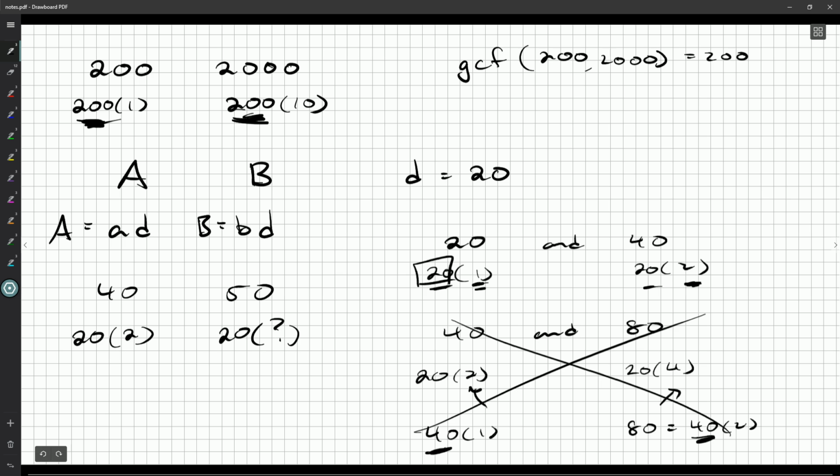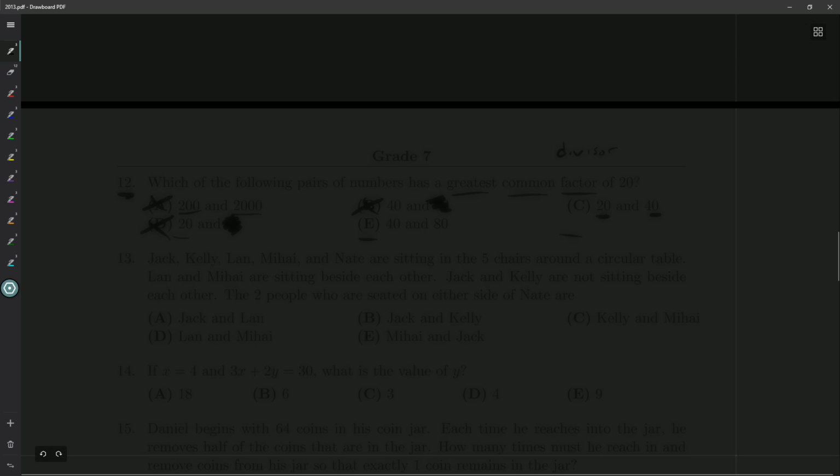And so that's how we can see that 20 is the greatest common factor. There's nothing else I can add to it to make it bigger and still be a factor of both of them. So that tells me C is the answer. That's how I would work it out.